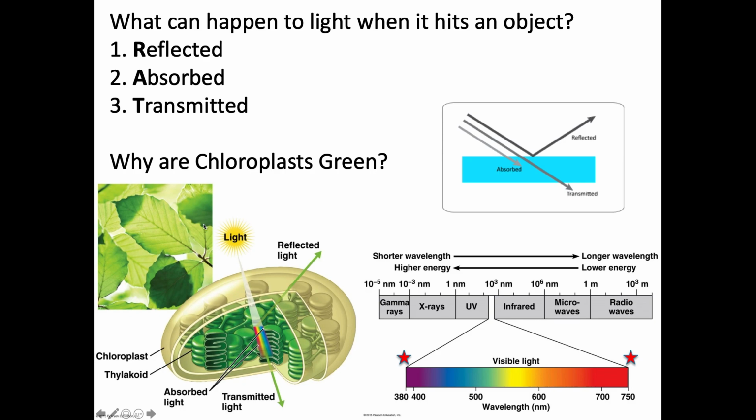So let's think about that. Why do we see chloroplasts as green or leaves as green? What color is being reflected so that it can come to our eyes and then to our brain and we perceive that color green? Well, it's the green color that's being reflected, and all the other colors are being absorbed.